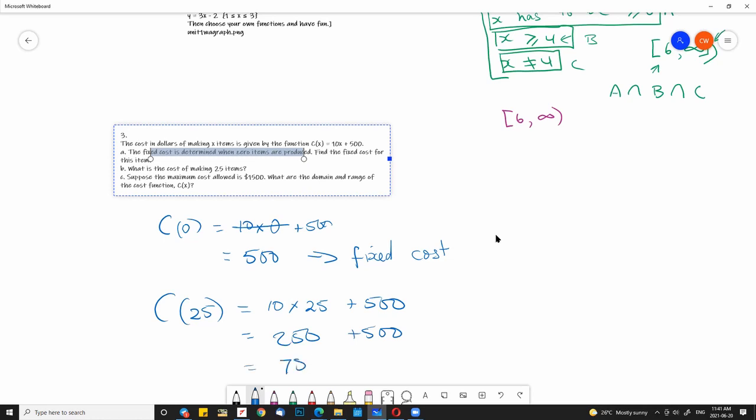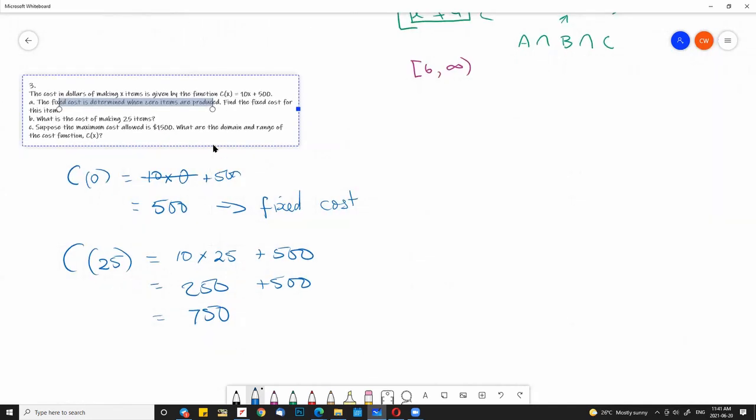750. Okay, easy peasy. Suppose the maximum cost allowed is 1500. What are the domain and range of the cost function? Okay, first they were giving you how many produced, which is the input. Now they're telling you to find what's the input from the output. So we have to find C of X when C of X is 1500.